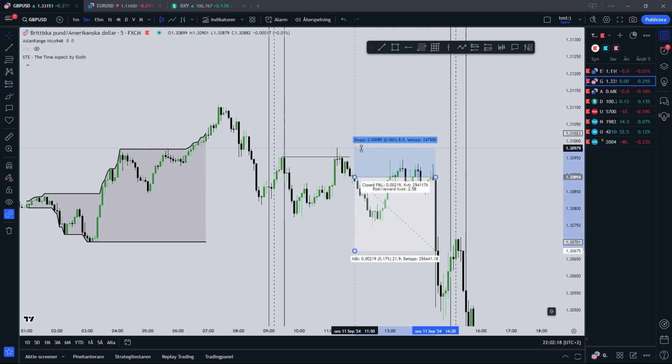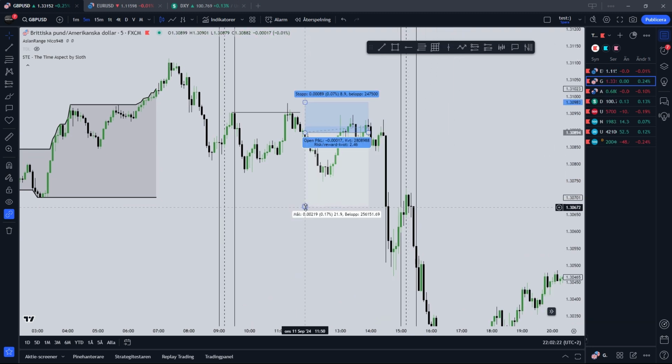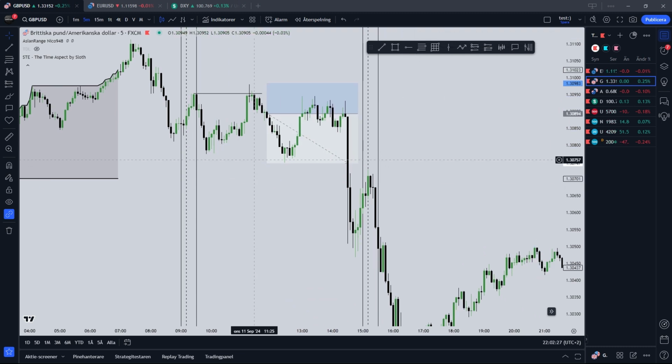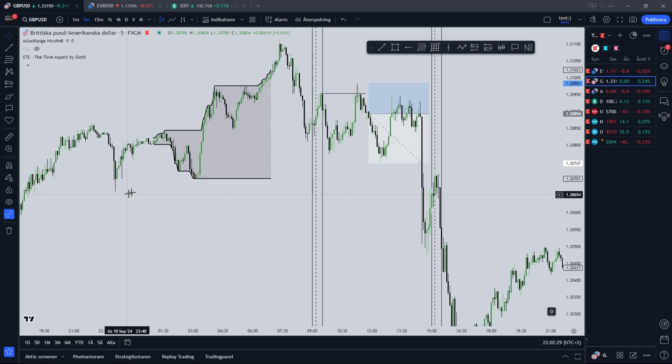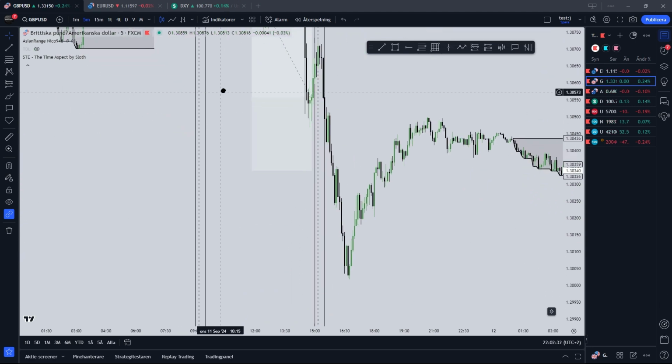9 pips. Let's check. Here's 9 pips. Bam. Look at the perfection. It's gonna be perfect now, guys. And this is pretty much gonna be your model right here. Of course, you could target this. You could target this. So look at the potential here.